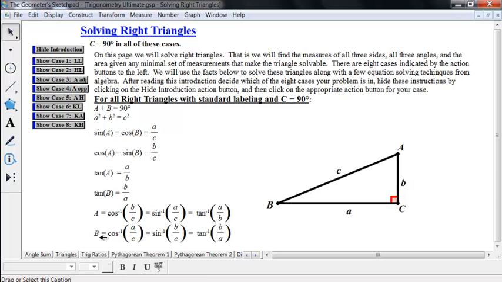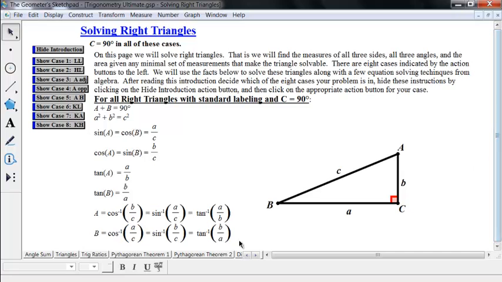Similarly, the cosine of B is A over C, so the inverse cosine of A over C will give you angle B. B over C is the sine of angle B, so the inverse sine of B over C will give you angle B. And B over A is the tangent of B, so the inverse tangent of that will give you angle B. So if you know B over A, use the inverse tangent. If you know B and C, use the inverse sine. If you know A and C, use inverse cosine. This gives us some things we can do for right triangles.